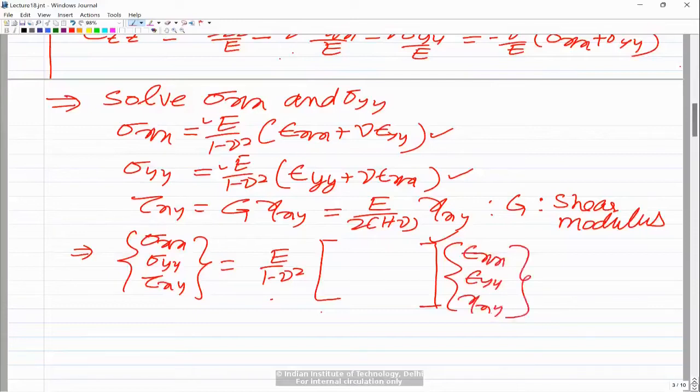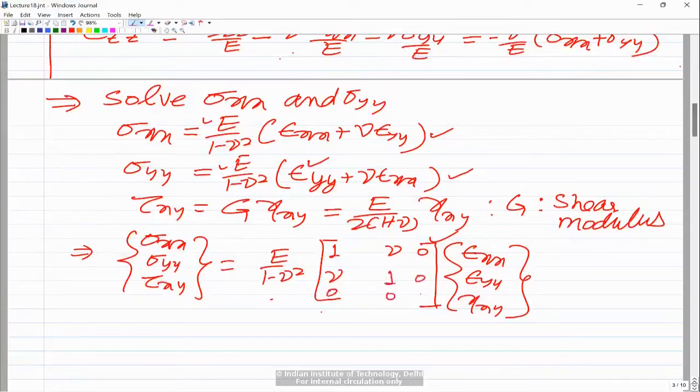So now if you look at the first relation, it is epsilon xx plus nu times epsilon yy. So I should have unity here, and I should have nu here, and then 0 here, because gamma xy is not coming over there. And of course, E upon 1 minus nu square is already there. In the second relationship, we have nu times epsilon xx plus epsilon yy. So here we should have nu, so that we get nu times epsilon xx, and here 1, and this is 0. And then this 0, 0.